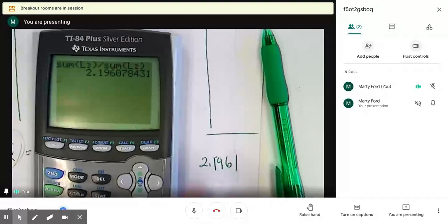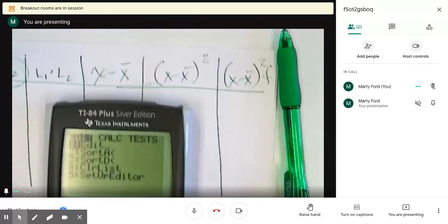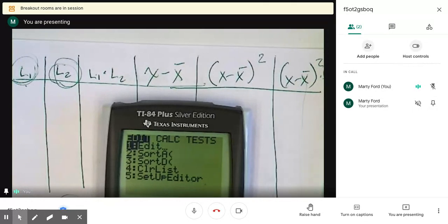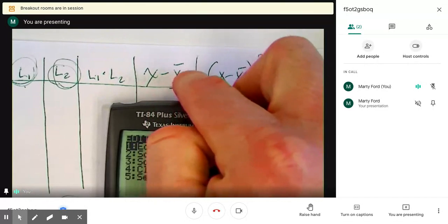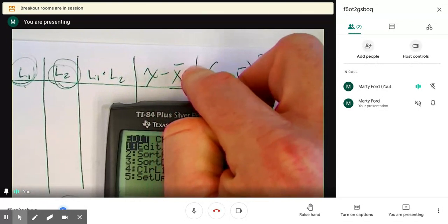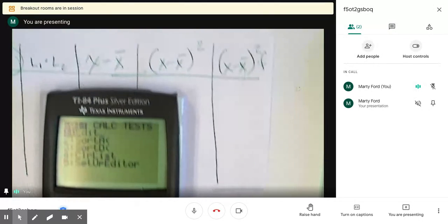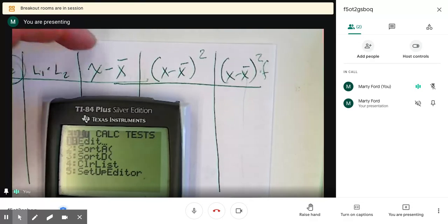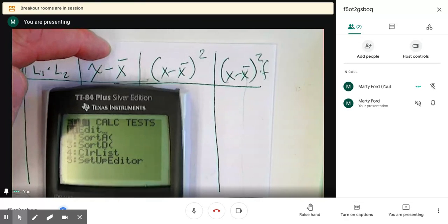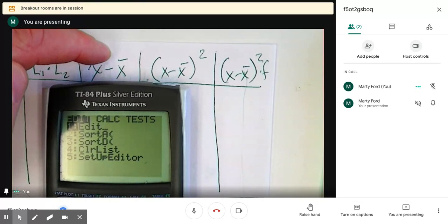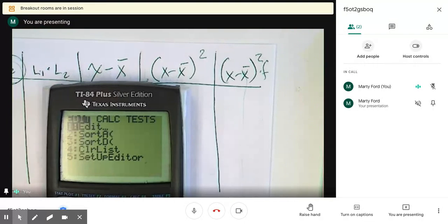So now check this out. Here's what I do. They want me in this column. I'm going to do the original values, which is L1, and I'm going to subtract that number, 2.1961. That's what we call the deviation. So this right here is called the deviation. So I'm going to go, that's going to be my L4. Don't worry about writing it. I'm just going to send you the video. You can look at it, okay?